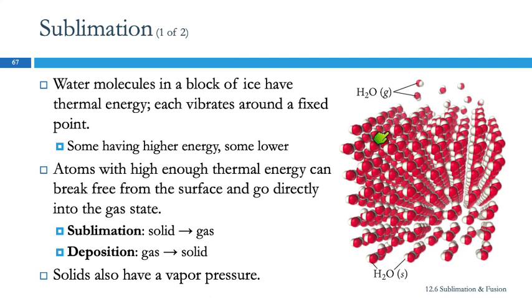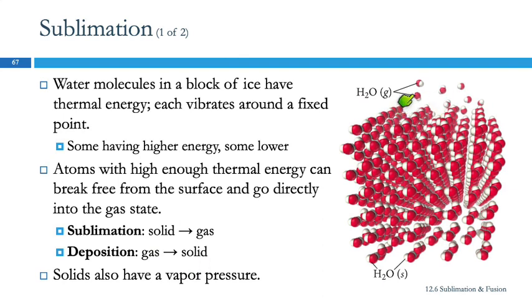But these do have kinetic energy, and the average kinetic energy is related to the temperature, but some of the molecules have higher kinetic energy than others. If you have a high kinetic energy molecule at the surface, it may be able to escape the intermolecular forces and go into the gas state. And that's a transition from solid directly to the gas without going through a liquid. And that's called sublimation. The opposite is called deposition, and that's where the gas goes directly to a solid.